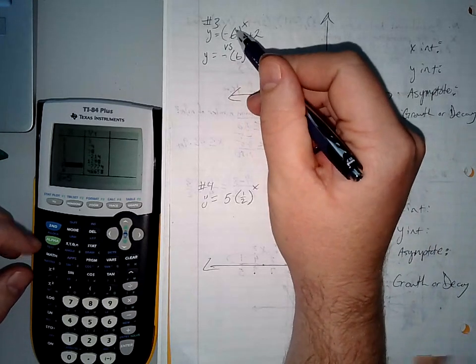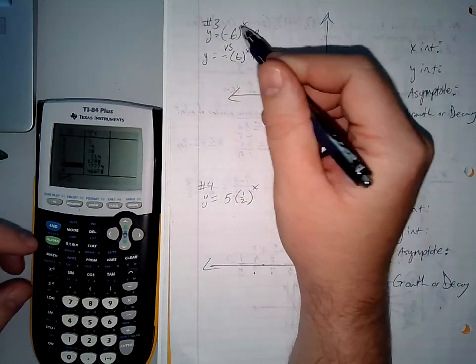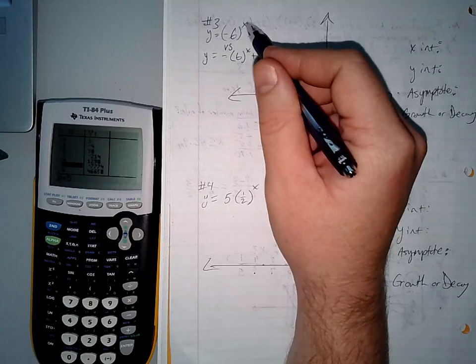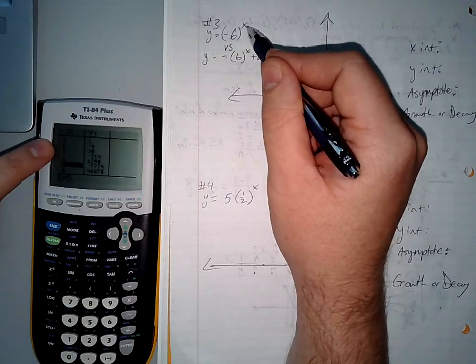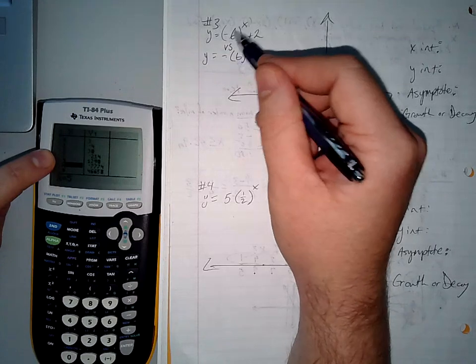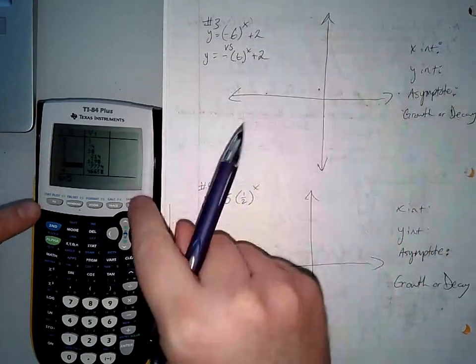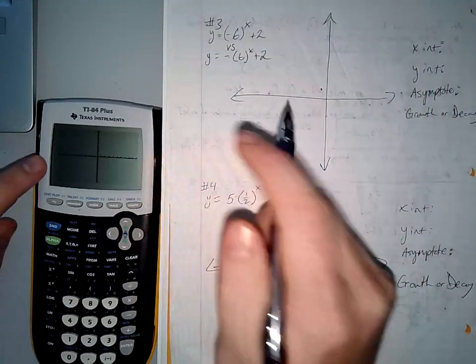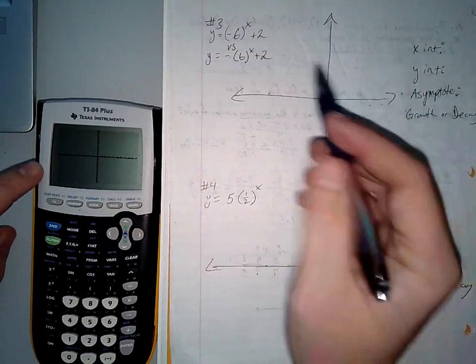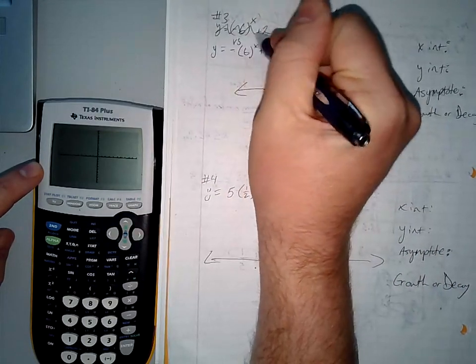Whenever we have a negative value inside the parentheses and we raise it to a power, whenever it's an even power, it's a positive number. Whenever it's an odd power, it's a negative number. So whenever we graph it, your calculator freaks out. Well, I imagine that that's not what they're talking about.